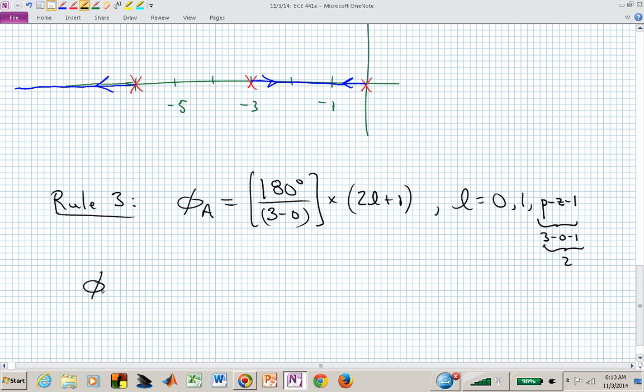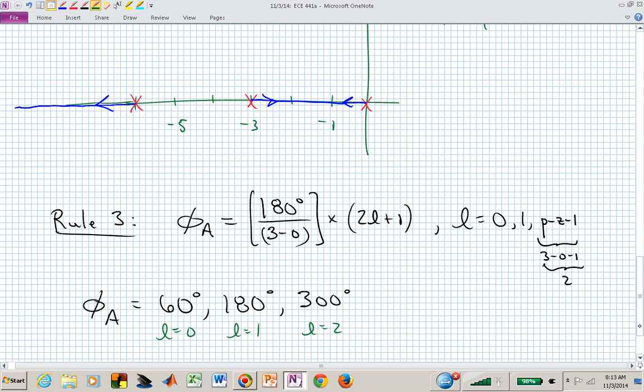Which now says that we actually have 3 asymptotes. We have 60 degrees, we have 60 times 3, and we have 60 times 5, and those now are our asymptote angles for the different values of L. Here was L equals 0, L equals 1, and L equals 2. That's well and good, but we actually need one more piece of information in order to move forward with that data. We now know we're going off at 60 and 300 and 180.